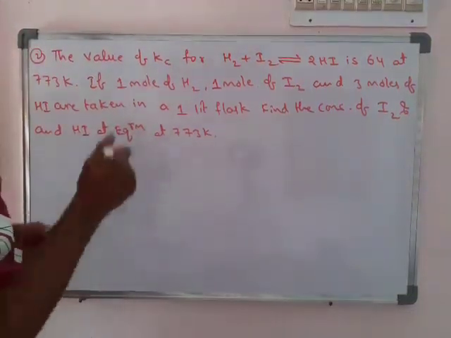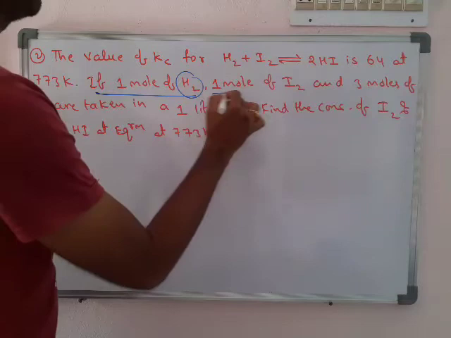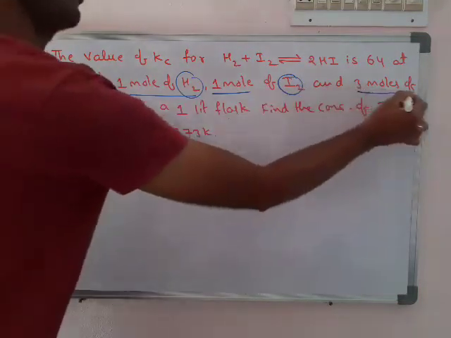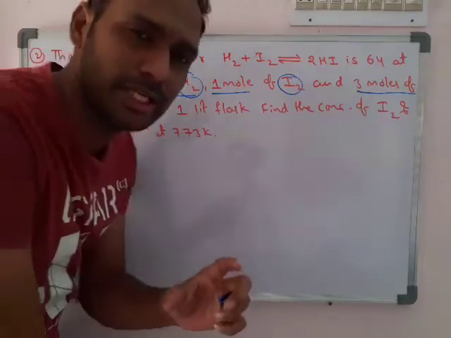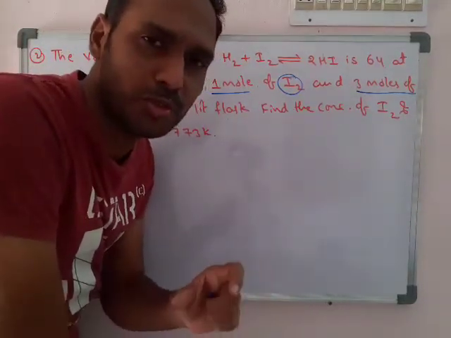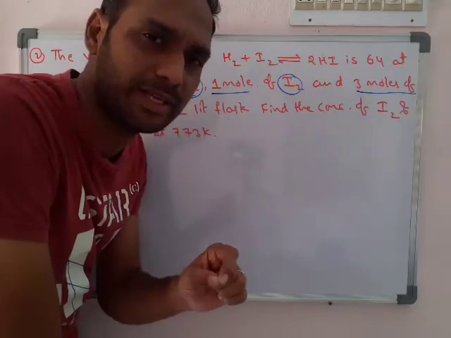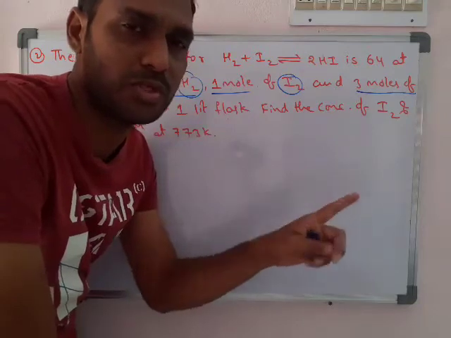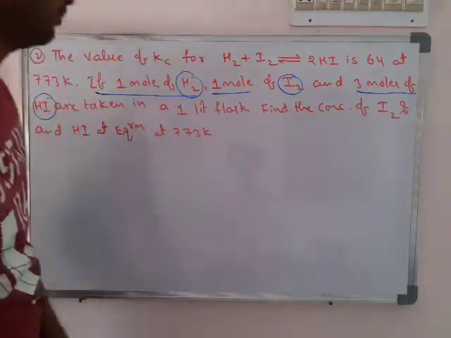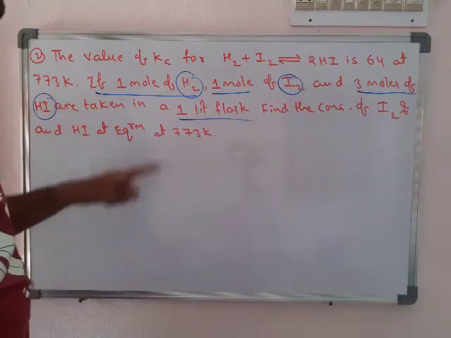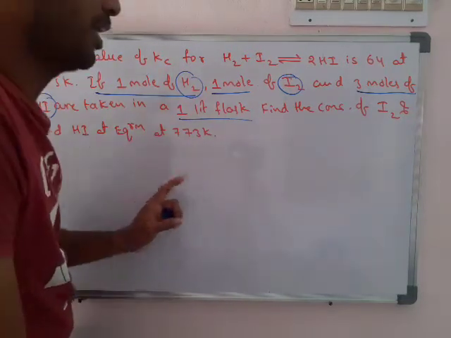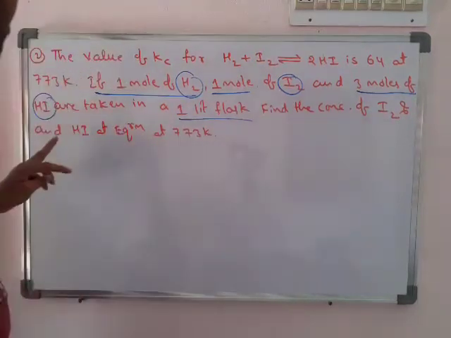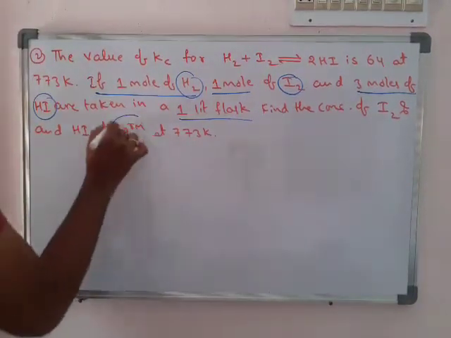If 1 mole of hydrogen, 1 mole of iodine and 3 moles of HI are all mixed in a 1 liter flask. Generally at the initial position we take product as 0 moles, but in this problem it is separately given: 1 mole of H2, 1 mole of I2 and 3 moles of product HI. Since it is 1 liter, there is no problem in calculating the concentration. So find the concentration of I2 and HI at equilibrium.